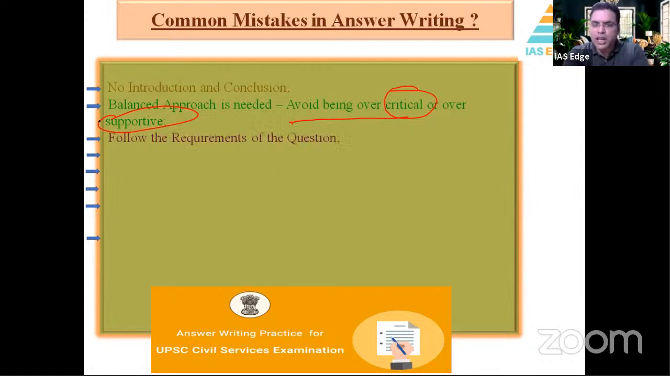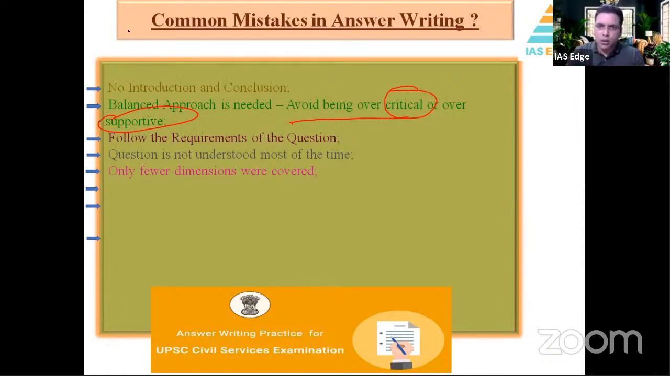Follow the requirements of the question. Answer what is being asked. Don't write random stuff which you think you know. You don't have time, and the word limit is very limited. Many times the question is not understood. Try to cover as many dimensions as possible. Try to cover every area of the question. Think of multiple points. Maybe take some time before writing.